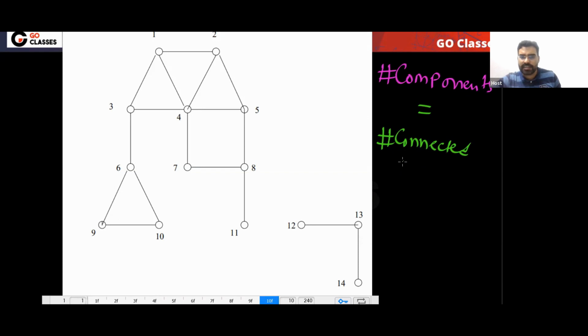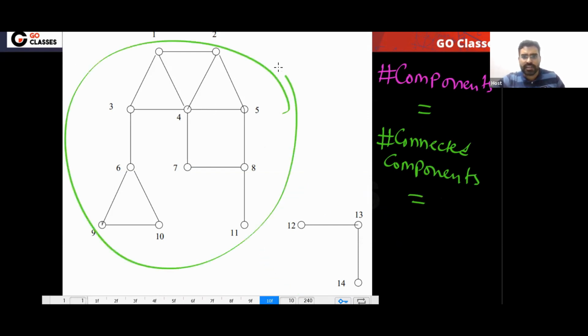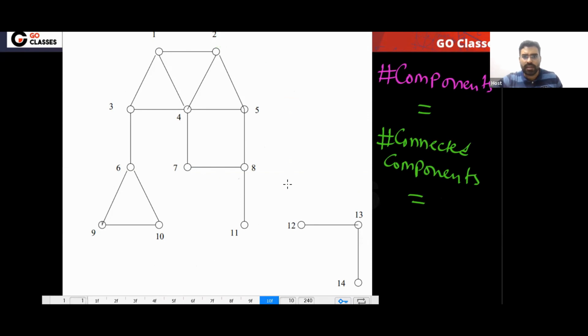Every component is a connected graph. Like this component, this is a component, and this is a connected graph. So I can say number of connected components. Both things are the same, because every component is a connected graph. So I can say the number of connected components is 2. So this is the concept for an undirected graph.